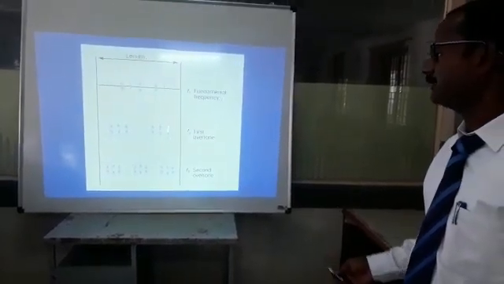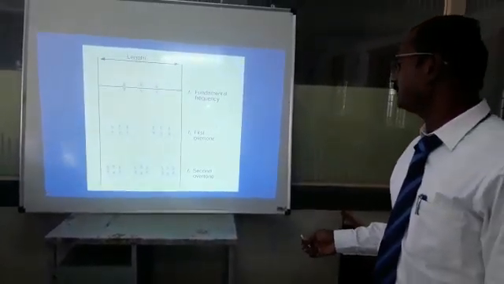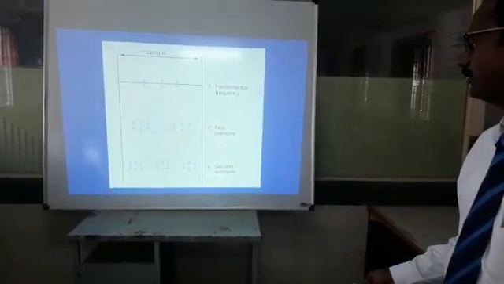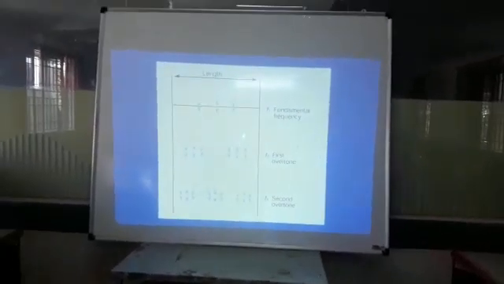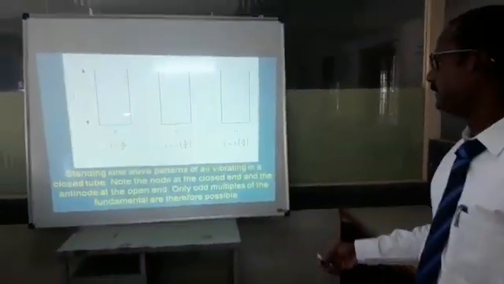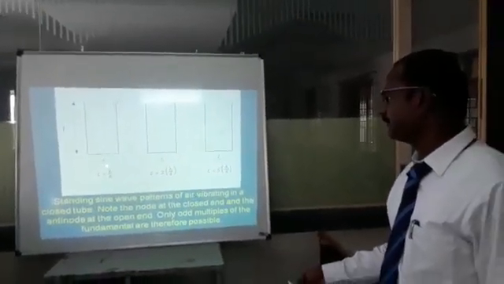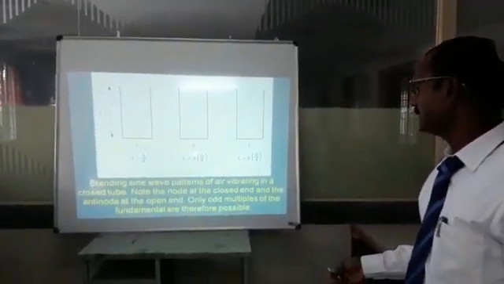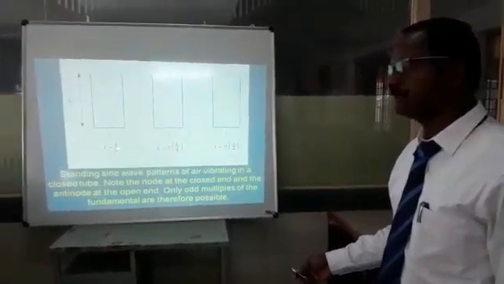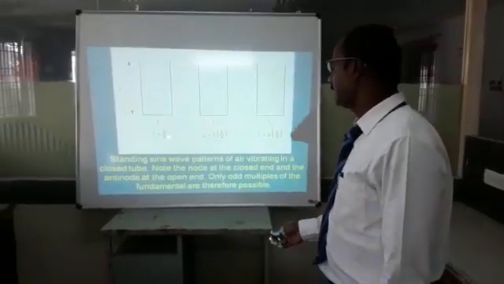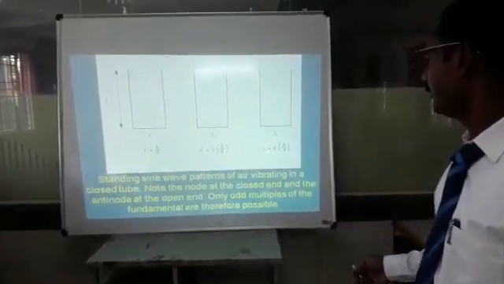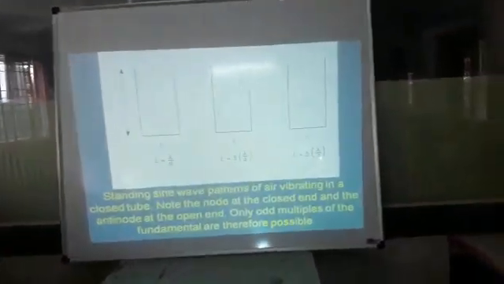From comparing the lengths of the frequency, the first one, F1, is the fundamental frequency, the next one, F2, is the first overtone, and F3 is the second overtone. From the representation of these three diagrams, F1 is the fundamental, F2 the second, and the third one is the overlapping. L equals lambda by 4, L equals 3 lambda by 4, L equals 5 lambda by 4, where lambda is the wavelength.